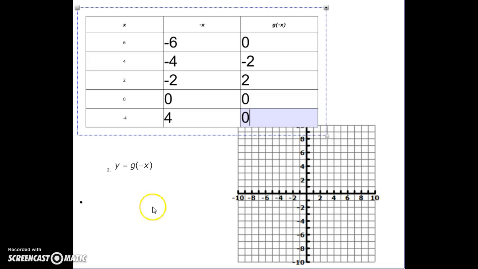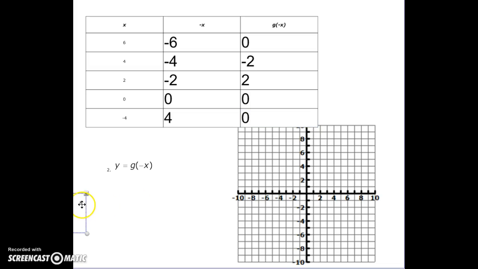So then when we graph it, you're really going to be graphing 6, 0, 4, negative 2, 2, 2, 0, 0, and negative 4, 0. So we get 6, 0. Oops, not far enough. There we go. 6, 0, 4, negative 2, 2, 2, 0, 0, and negative 4, 0.